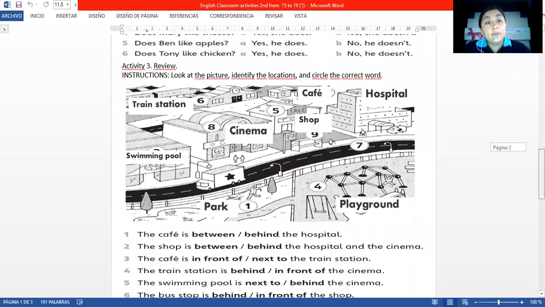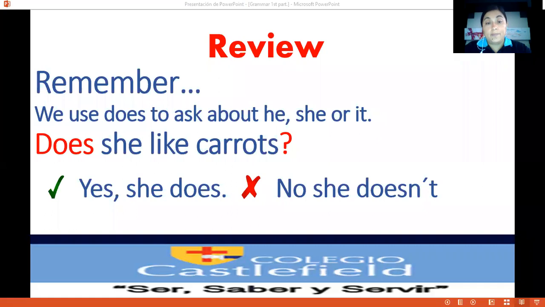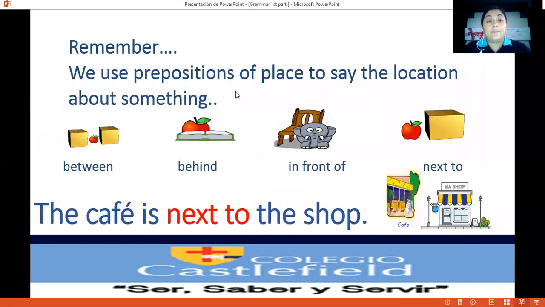So we'll continue with activity 3, instructions. Look at the picture, identify the locations, and circle the correct way. Okay, this is a city, and we are going to identify the location of the places. Okay, for this activity, I have this information because I need you to remember.